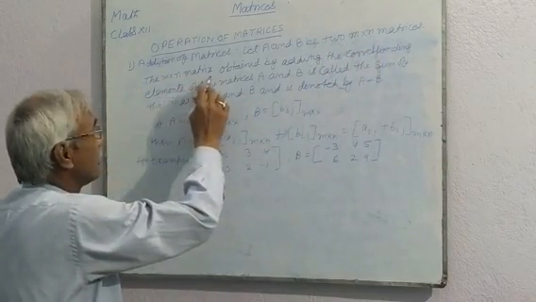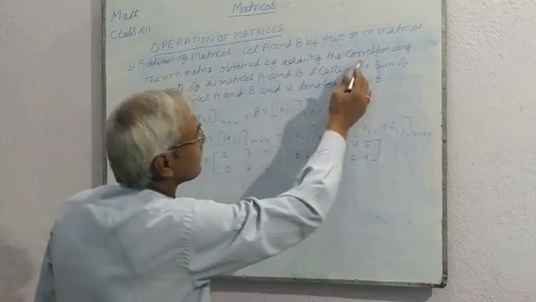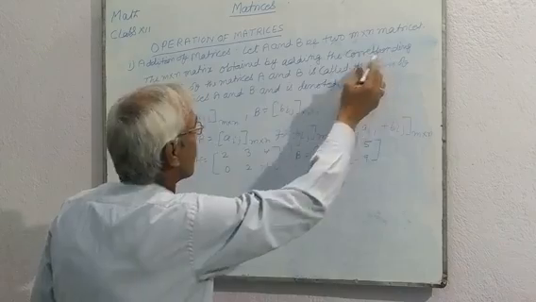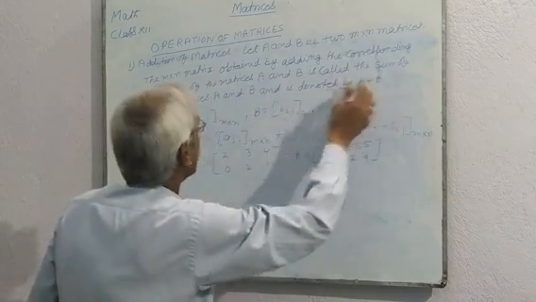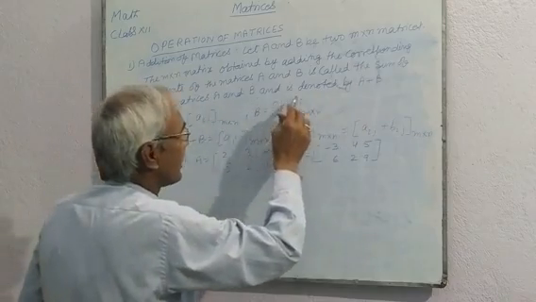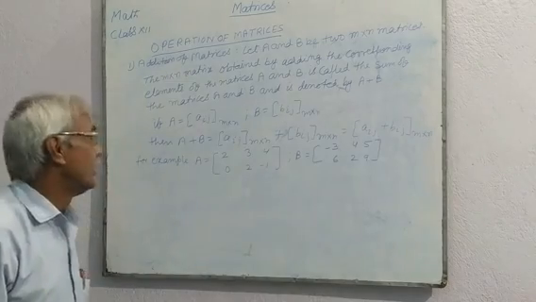The n into n matrix obtained by adding the corresponding elements of the matrix A and B is called the sum of the matrix A and B and is denoted by A plus B.